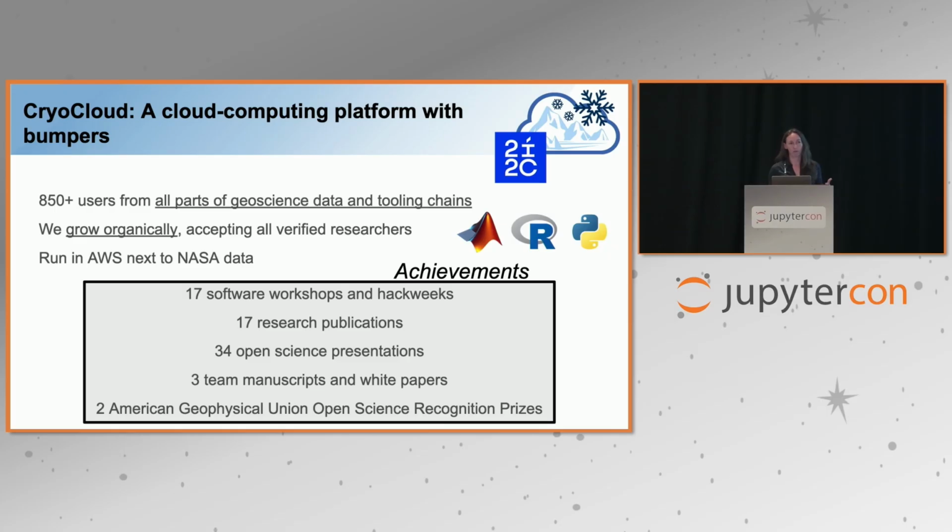We have 850 users now from all parts of geoscience data and tooling chains. We grow organically. We have a number of onboarding workshops, but we accept researchers if they reach out to us from geoscience, because we have all of our training online and recorded. And we run our JupyterHub in AWS. Some of our achievements are that we've supported 17 hack weeks and workshops over the last 3 years, and 17 research publications to date. The CryoCloud team has given 34 open science presentations, written several manuscripts and white papers, and has 2 open science recognition prizes.